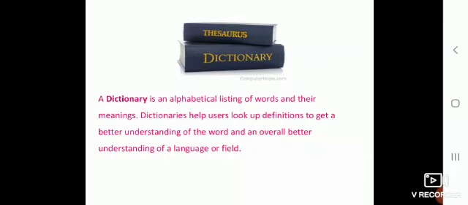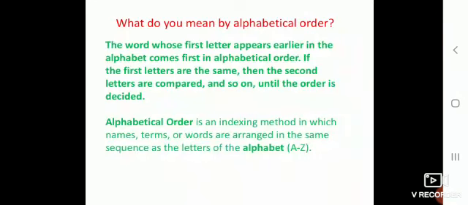So, there is a pattern. In a dictionary, all the words are arranged in alphabetical order. So, if you want to find a word in a dictionary, you need to search in the correct alphabetical order. Now, what do you mean by alphabetical order?